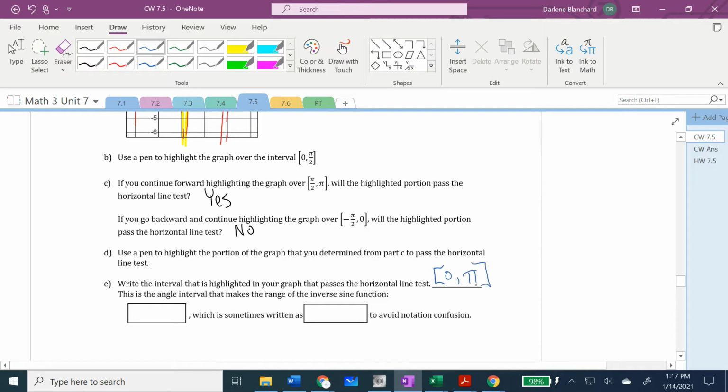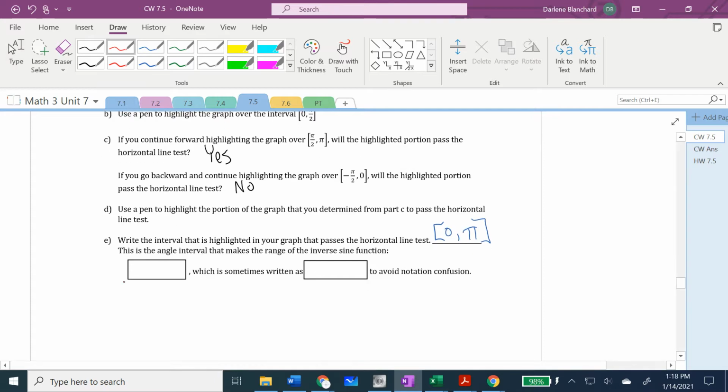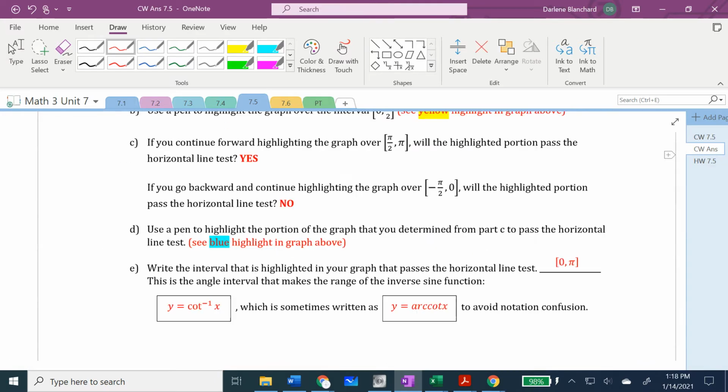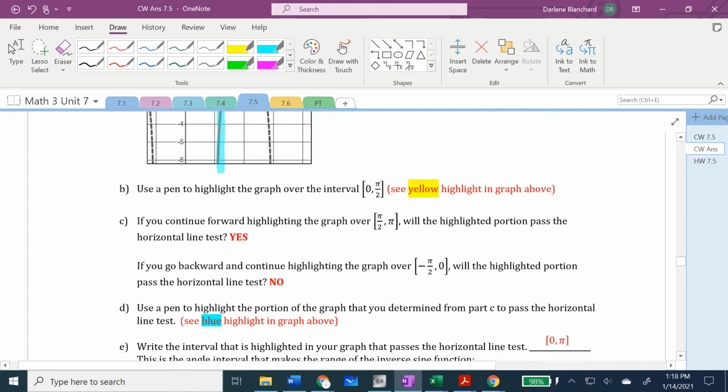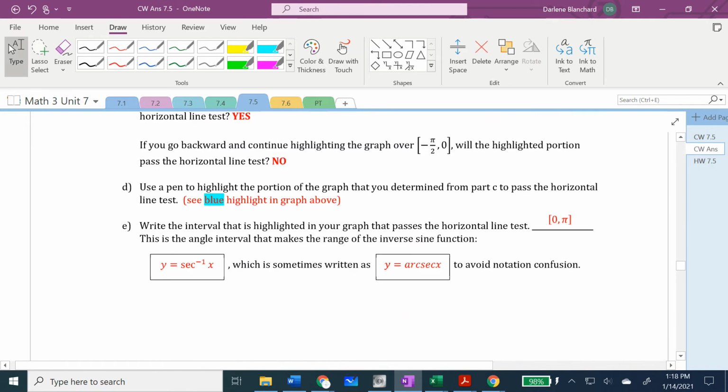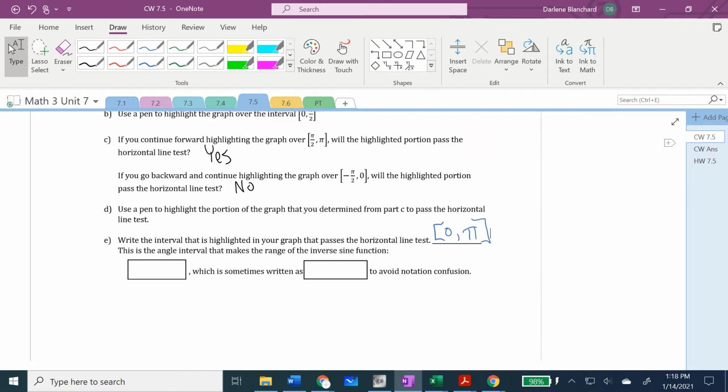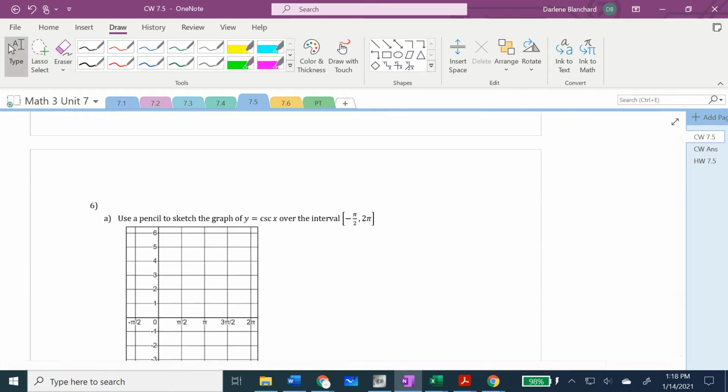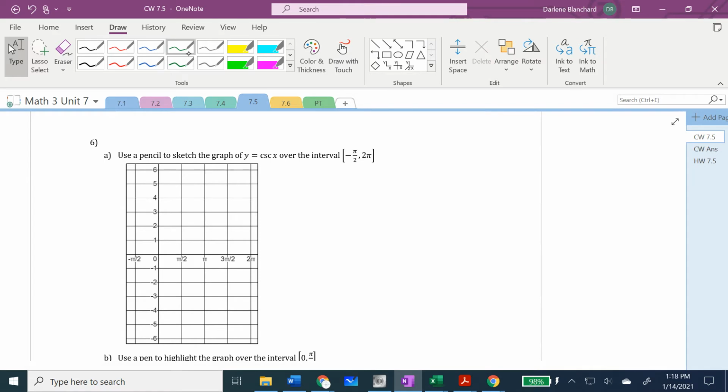Technically, pi over 2 cannot be used, but we're just getting a general idea, not going into the fine details. So then I'll just show you the typed up answers of inverse secant and then writing it as arcsecant. I'm going to keep going and then do this last one fairly quickly.